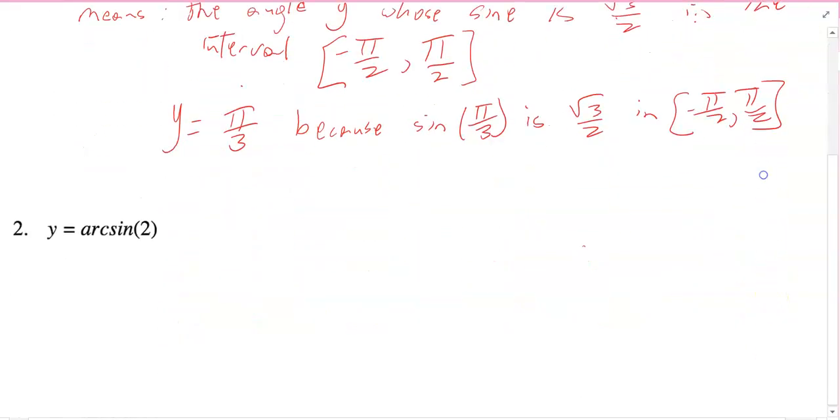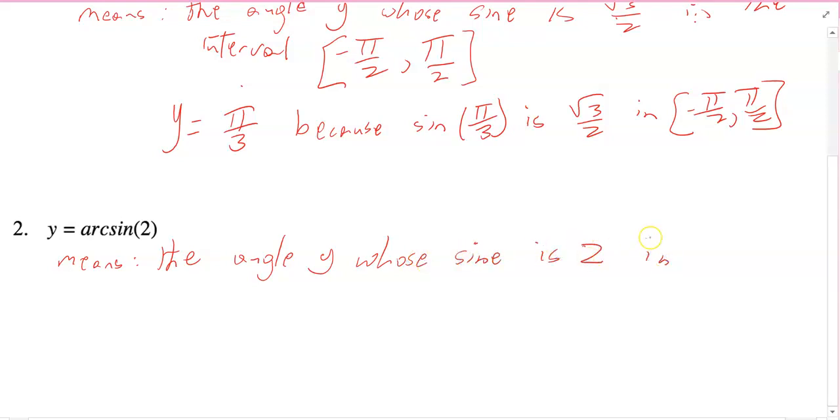Okay, let's look at another question. Y is equal to arcsine of 2. This means the angle y whose sine is 2 in the interval negative pi/2 to pi/2. That's the interval in which arcsine lives.